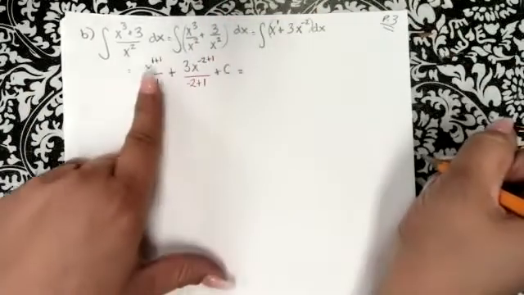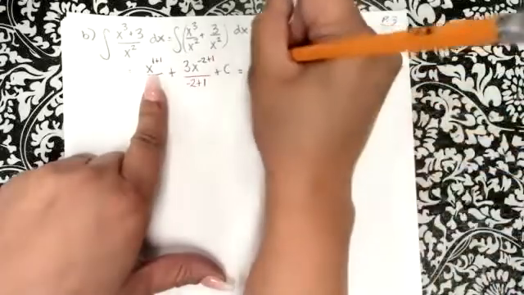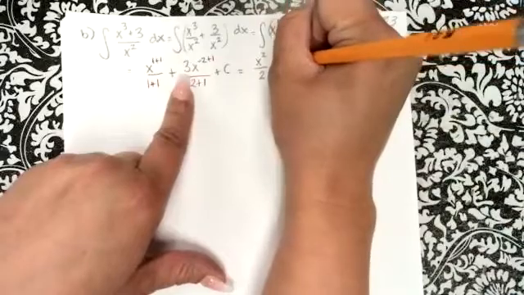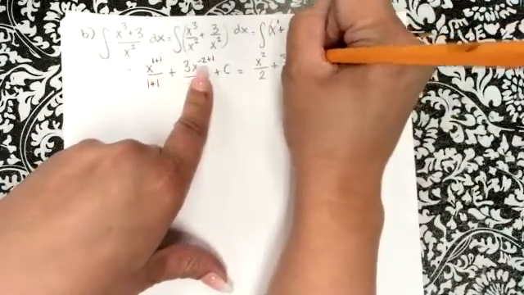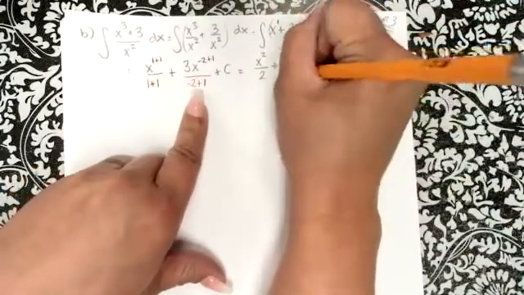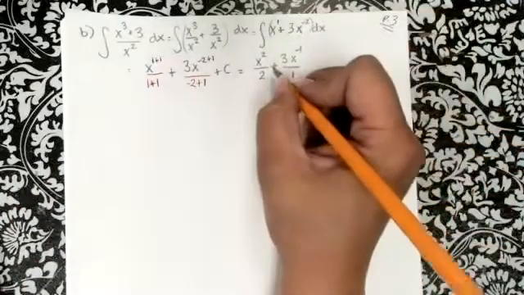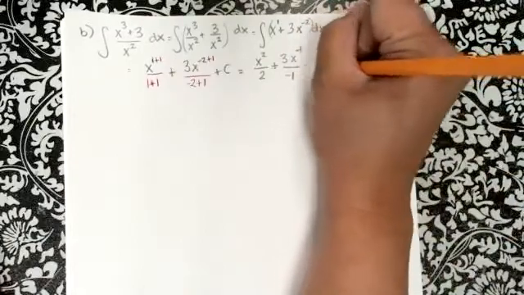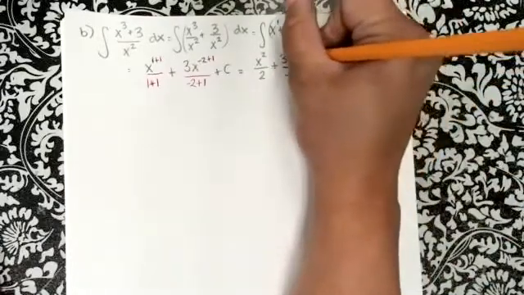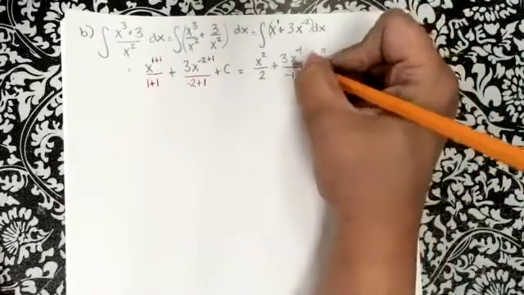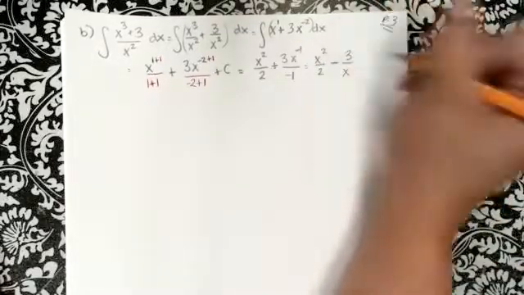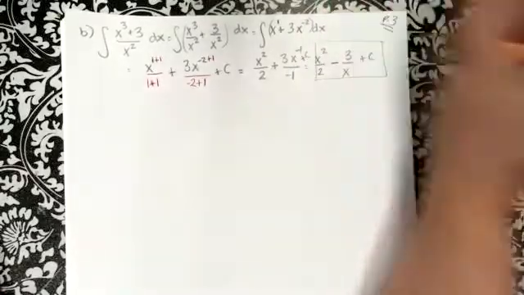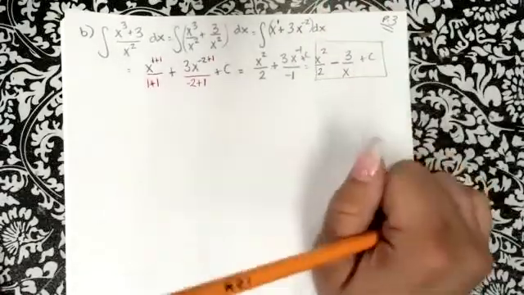So now let's simplify this. That's going to be x squared over 2 plus 3 times x to the negative 1 power over a negative 1. So right here, a positive negative is going to make that a negative. So this is going to be x squared over 2 minus, the 3 is going to be a numerator, but right here, this x to the negative 1 is actually going to be a denominator. Oh, I forgot the plus c. And that's your final answer.